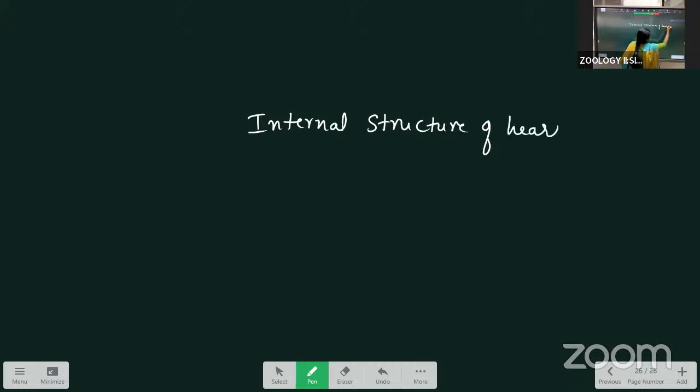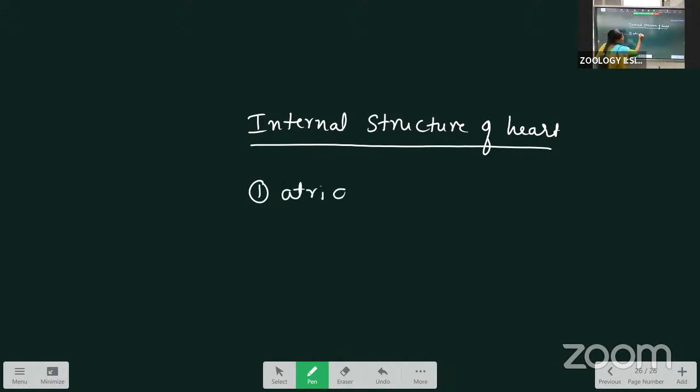Here is the internal structure of heart. The main one is the atria, the upper chambers. They are also called receiving chambers, because they are receiving the blood.